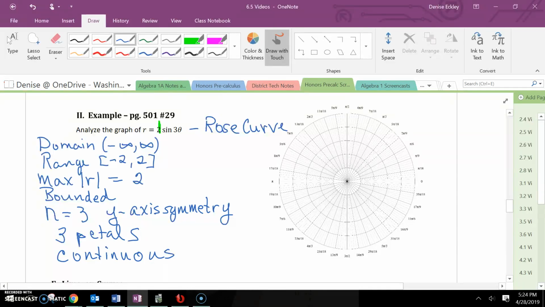If you're going to draw it, you can kind of sketch it. I've been hesitant to do this. And then we would have a petal along the pi over 6 here, and the 5 pi over 6 here. So that would be what our curve looks like.